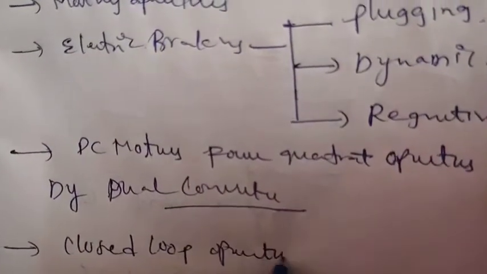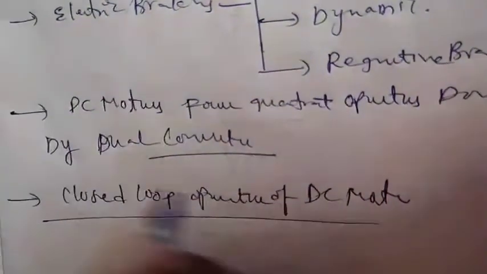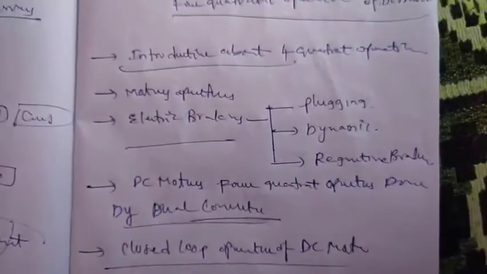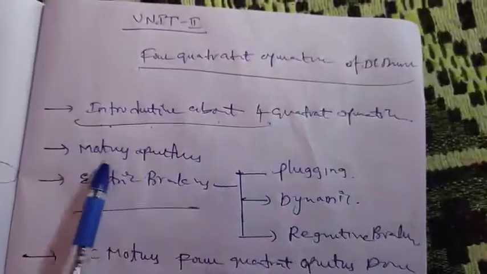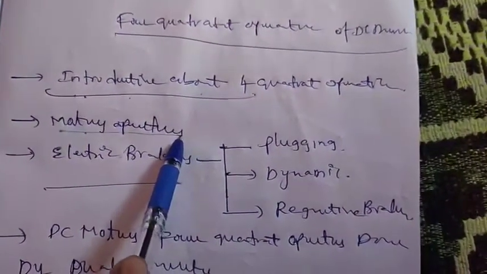Closed loop operation of DC motor. So these are the topics. This is the simplest unit. What we discussed during this unit is an introduction to four quadrant operation and motoring operation. What does motoring operation mean? Forward motoring and reverse motoring.